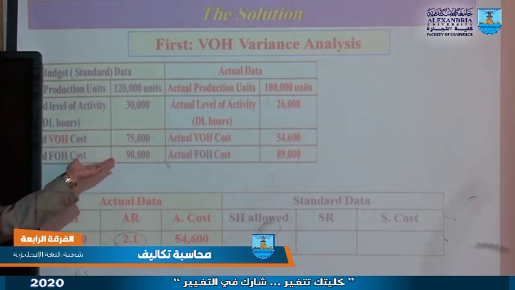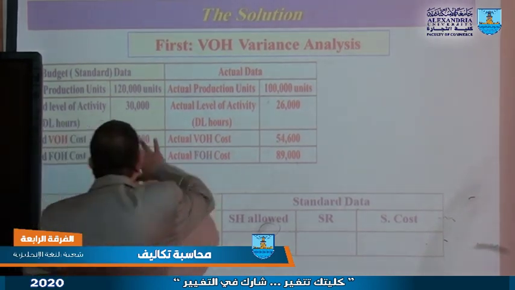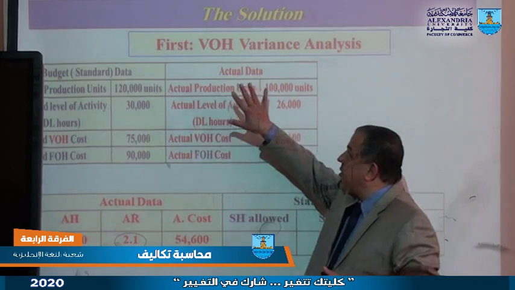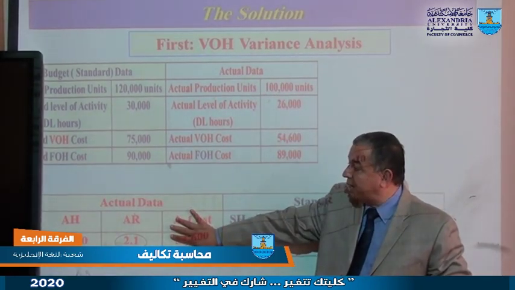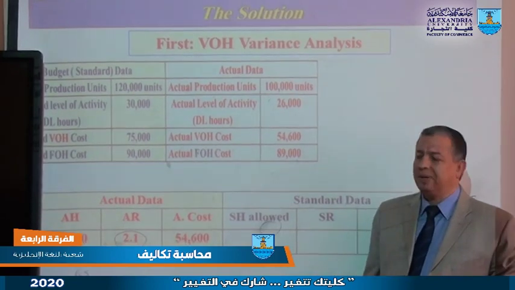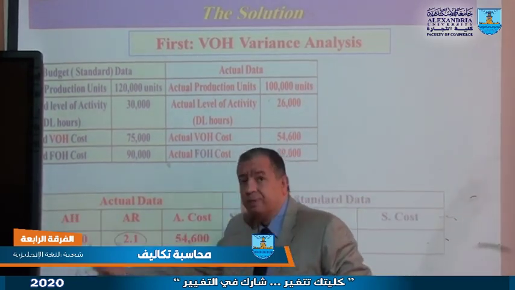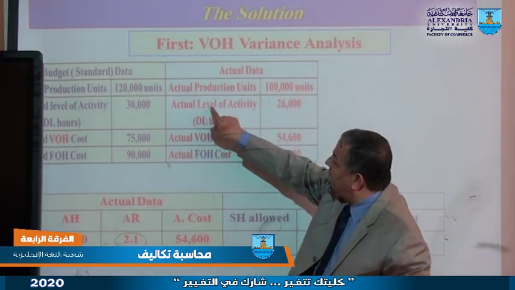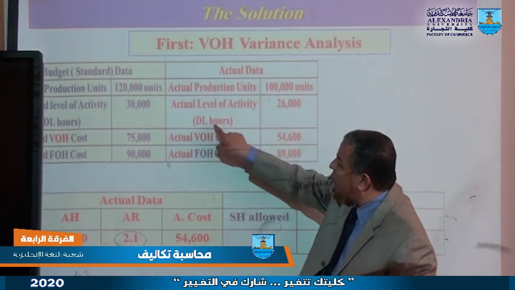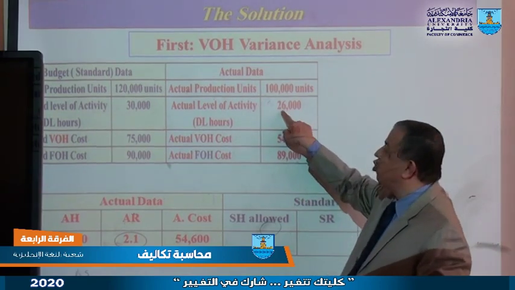This is my problem. Again, this is my problem. This is my standard and my actual data. How to calculate your actual data? Very simple. I need what? Actual hours. Actual level of activity. Here, direct labor hours. Actually, 26,000.